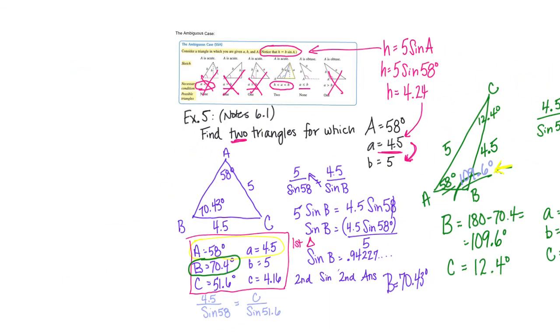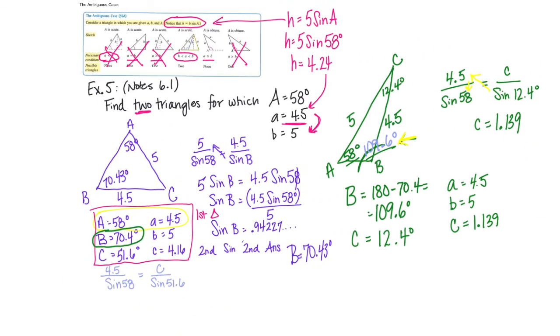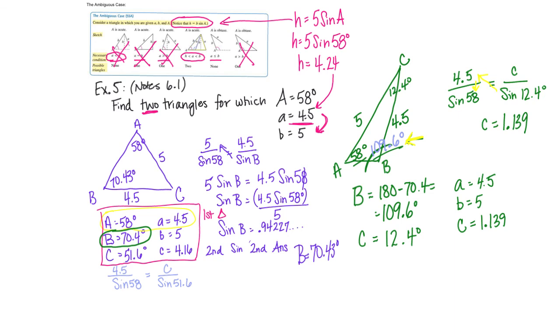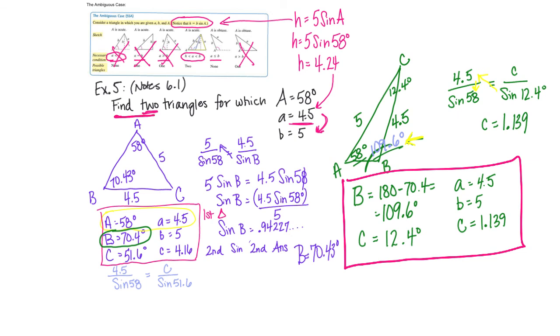All right, so we do have 2 answers. The first one is boxed in pink. My second one I will box in pink as well. And the question said, find 2 triangles. We found them. Great job, guys.